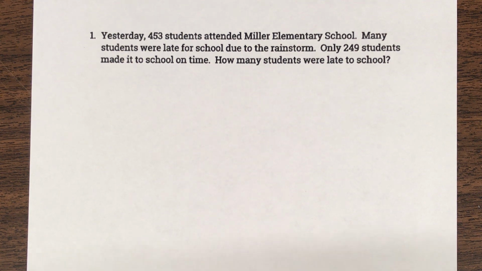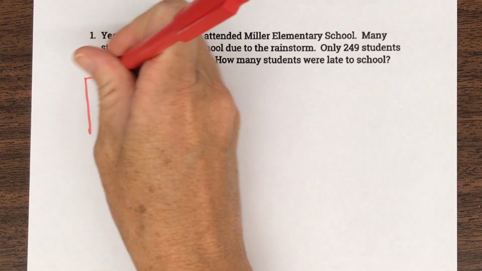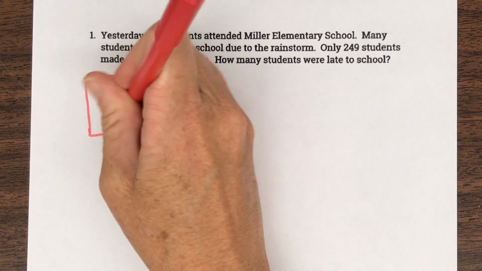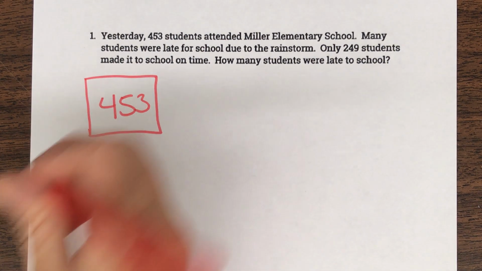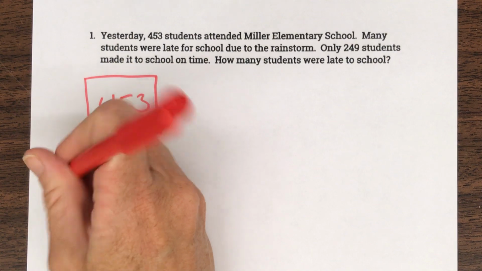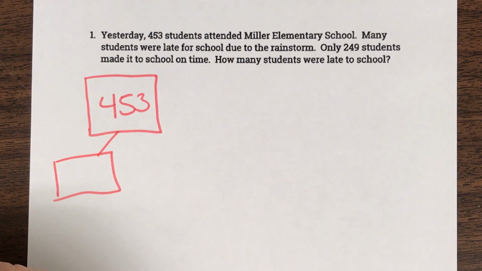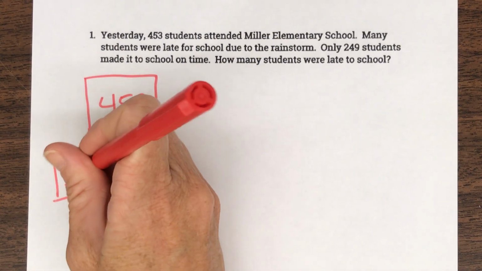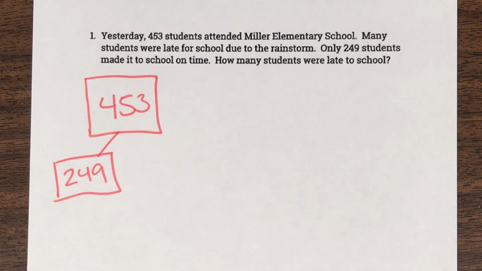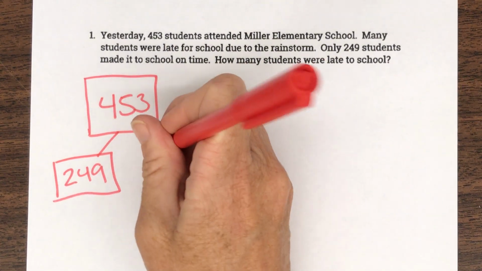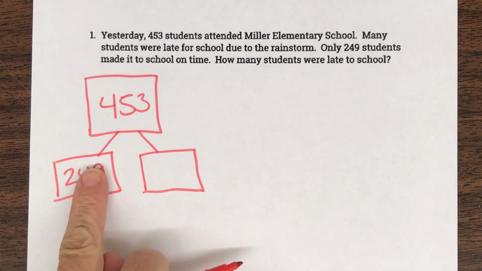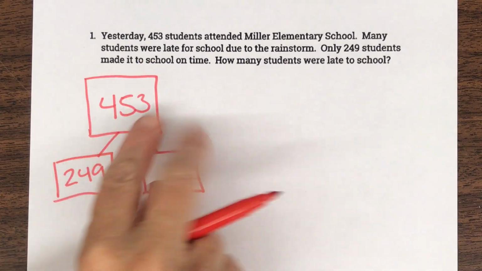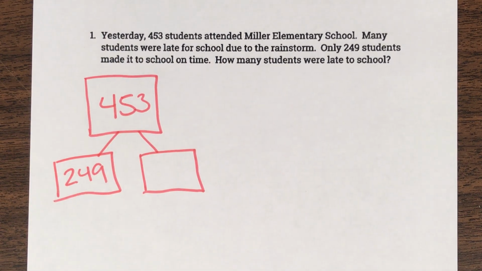Okay, so if we think about this, a total number of 453 students made it to school. And it also tells us 249 students made it to school on time. But we don't know how many students were late. So these were on time, these were late, and these were the total students who went to school. Okay, so what do we know?